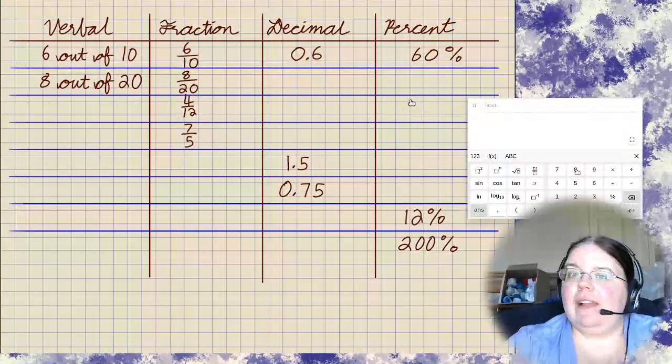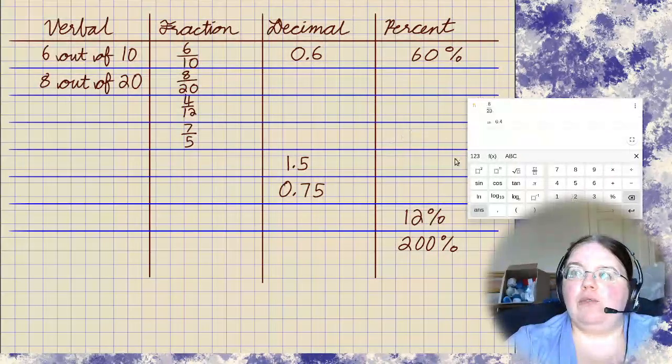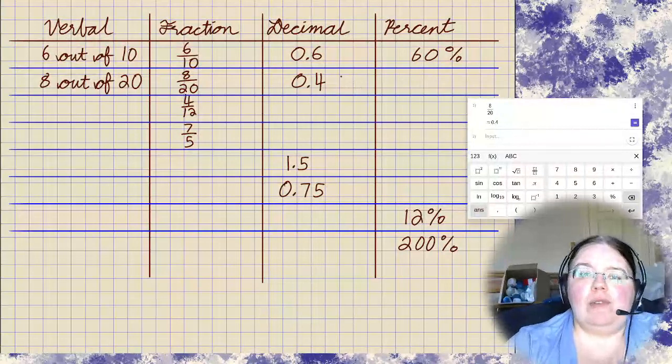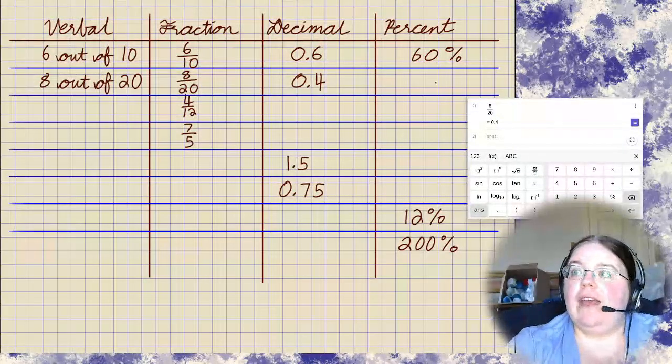So I'm grabbing my calculator and I'm simply putting in 8 divided by 20 and I get 0.4. And if I multiply by 100 or move the decimal point 2 places as a shortcut for that, I would find out that that's the same as 40%.